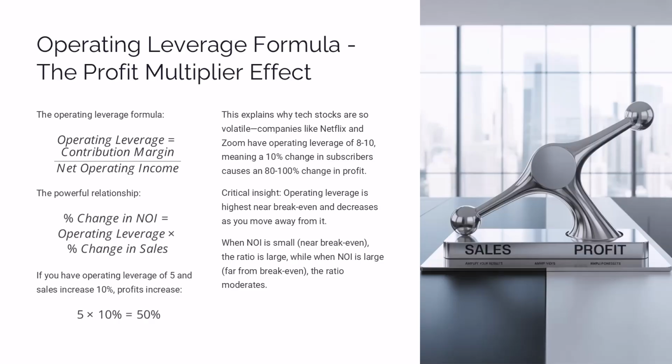When Peloton was growing, they had operating leverage of 12, meaning every 10% increase in subscribers drove 12 times 10% equals 120% increase in profits, which is why the stock went from $20 to $170. But leverage works both ways, and when subscribers declined 10%, profits fell 120%, explaining the crash back to $10.